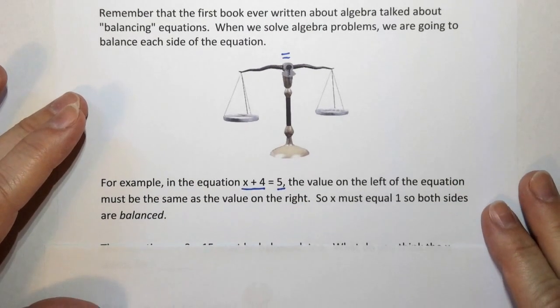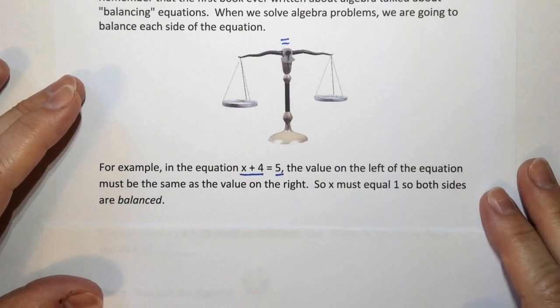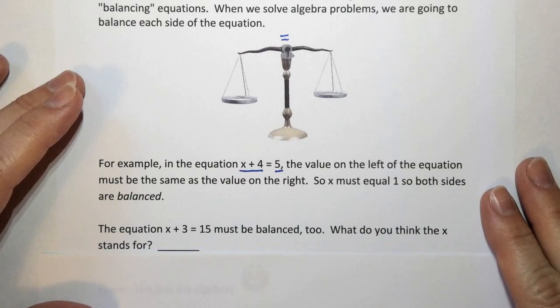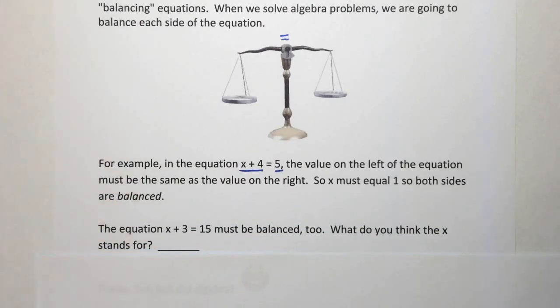So x must equal 1, so both sides are balanced. Now let's look at the equation x plus 3 equals 15. And let's just do the same thing.